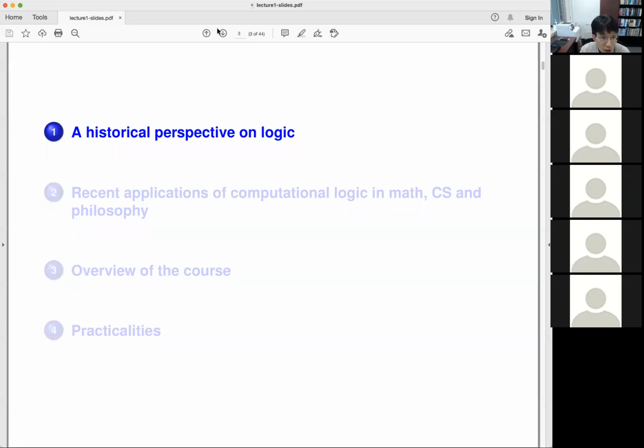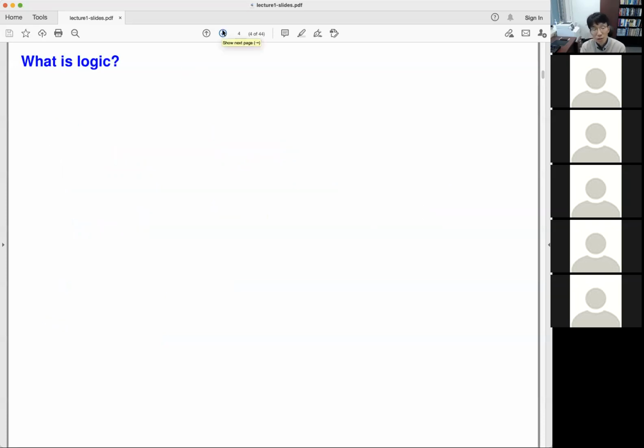Okay, so I think the first question we have to ask when we start this course is what the title of the course means. Especially, the title of the course contains the word logic. I think most of you have some idea about what logic is about, but it's always good to go back to the origin and think about what logic actually means and what people intend to say when they use the word logic in a course like the one we are covering.